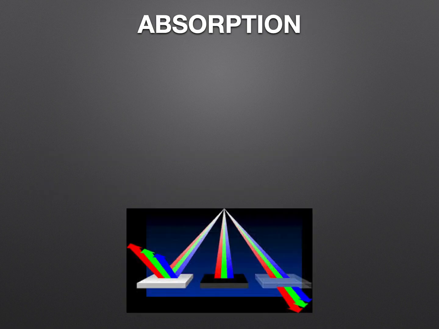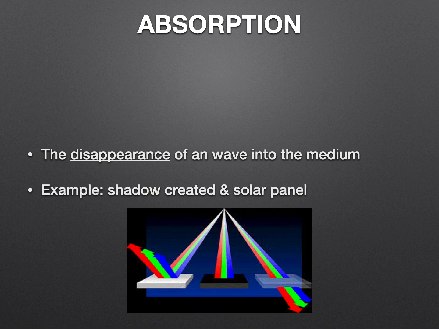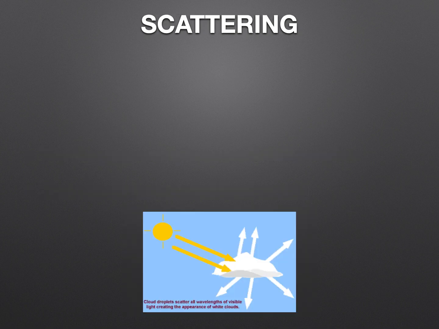Okay. Next wave behavior is absorption. And this is the disappearance of a wave into the medium. For example, when you make a shadow, your body is absorbing the light, and that is showing how absorption works there. A solar panel absorbs light. So if something is absorbing, it allows the wave to disappear into that medium and not let it get through. The next is scattering.